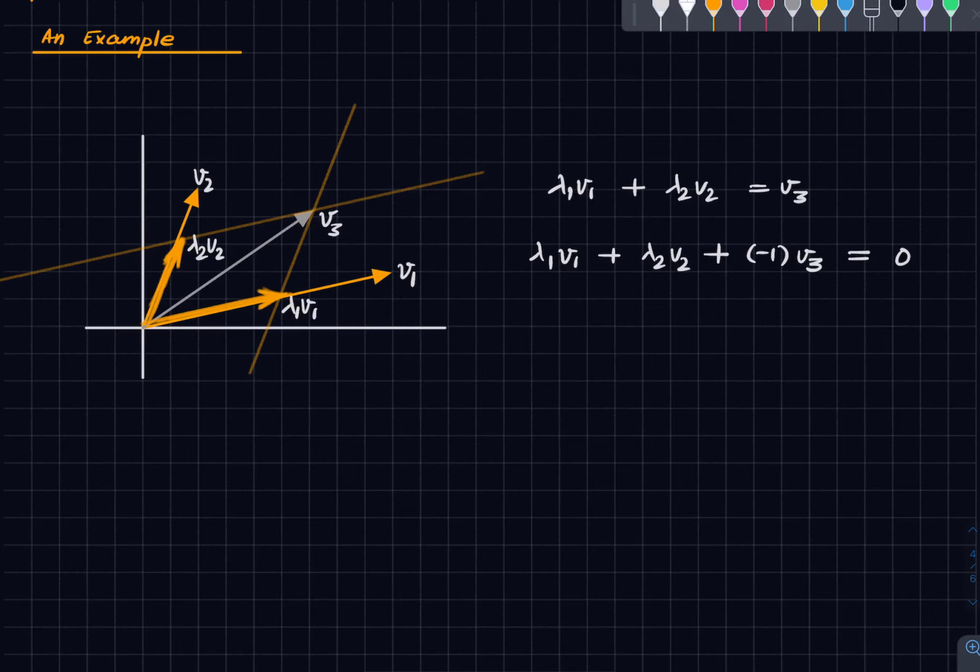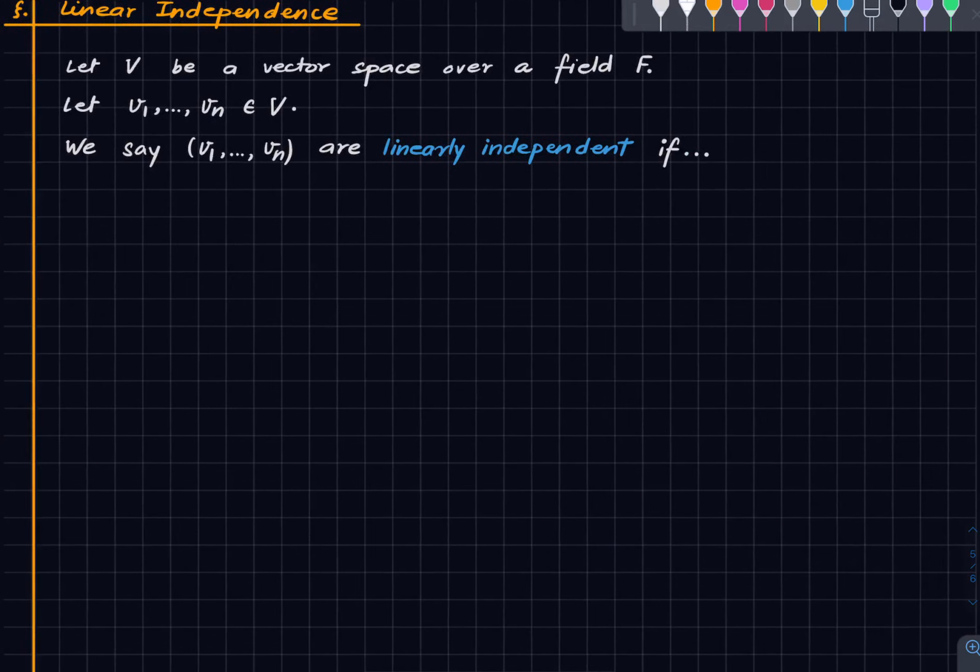Okay. Now we move on to the notion of linear independence. Again, we have a vector space over a field F. We have n vectors chosen in V, and then the corresponding list is said to be linearly independent if, surprisingly, it is not linearly dependent. So a list is linearly independent if it is not linearly dependent. But let's decode this a little bit. Of course, the definition is clear, but let us just spell it out a little bit more.